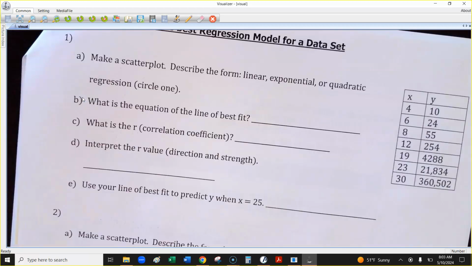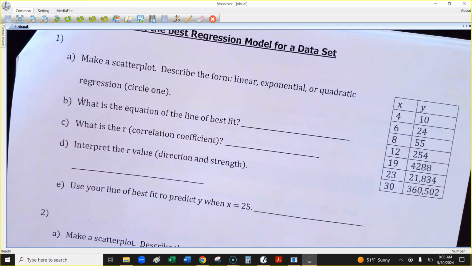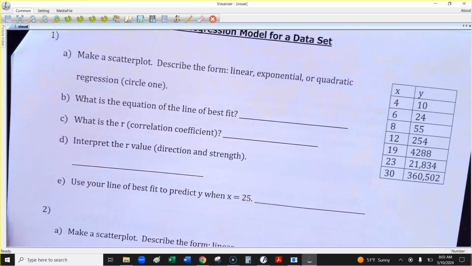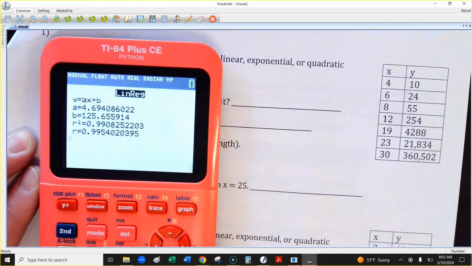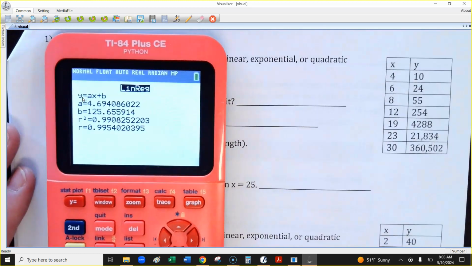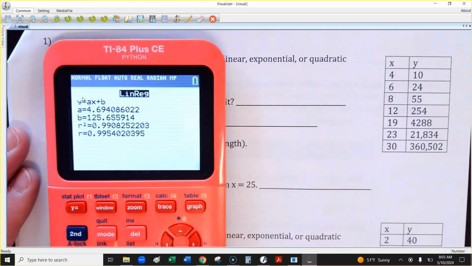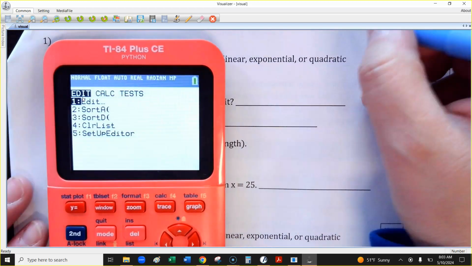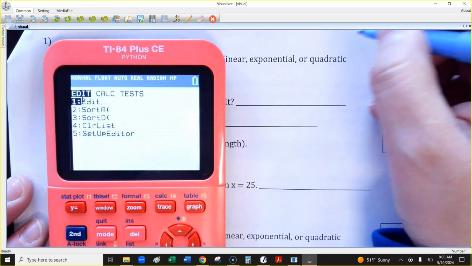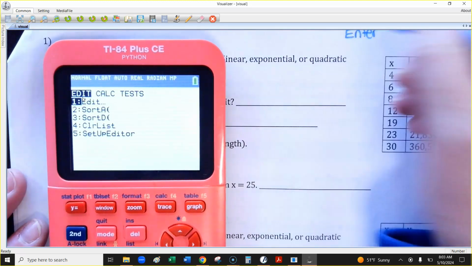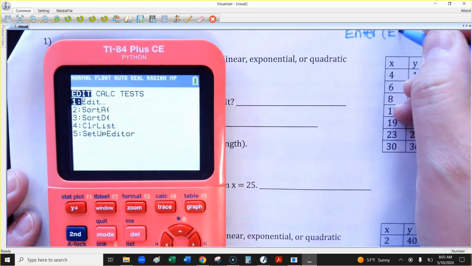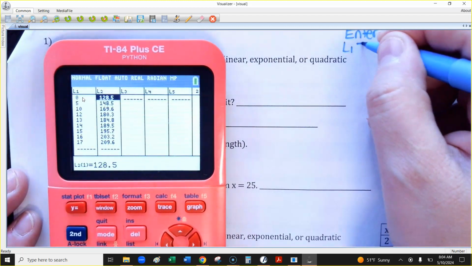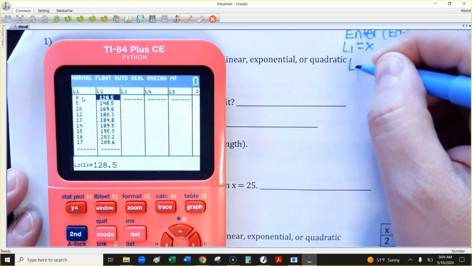Okay, now let me look at these real quick. Let me have you guys do this next one. All right, so I'm just going to go back in. We're just going to practice this one more time. Different data set. So I'm going to just hit stat, and then you're going to hit enter because you're just going to edit the list, right? And then in L1, you want to type your X values. In list 2, you want to type your Y values.